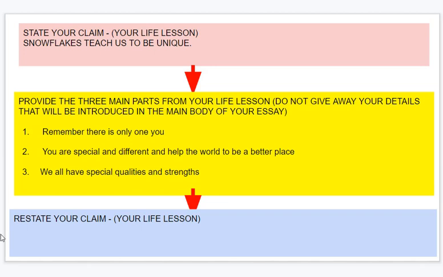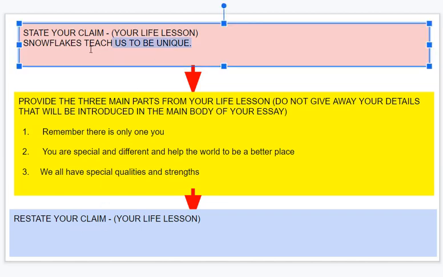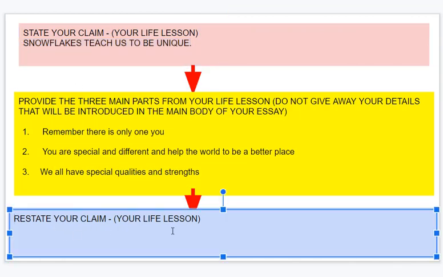And then where it says restate your claim, you are just restating snowflakes, your life lesson, and you're putting it back here again. Just restating the importance of it. And that's it. This is going to help you plan for your whole introduction paragraph.